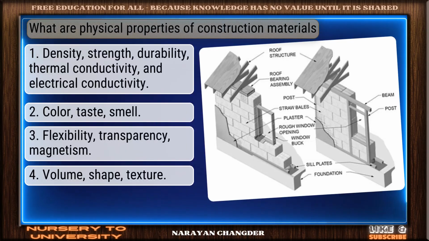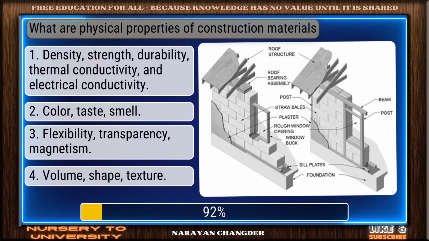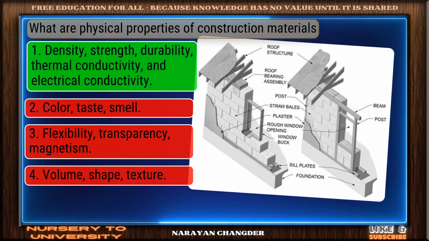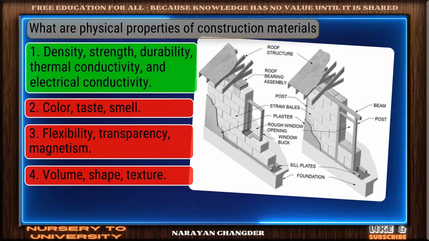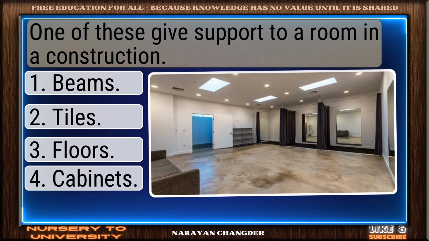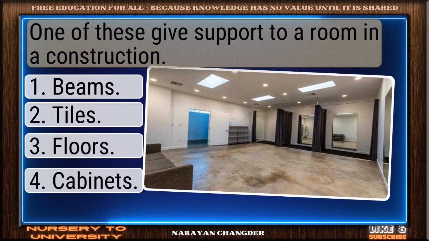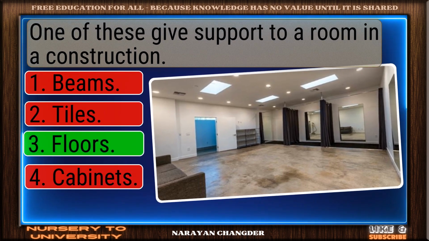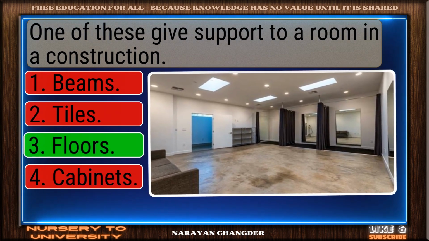What are physical properties of construction materials? On track. Density, strength, durability, thermal conductivity, and electrical conductivity is the correct answer. One of these gives support to a room in a construction. Good job. Your answer floors works well here.